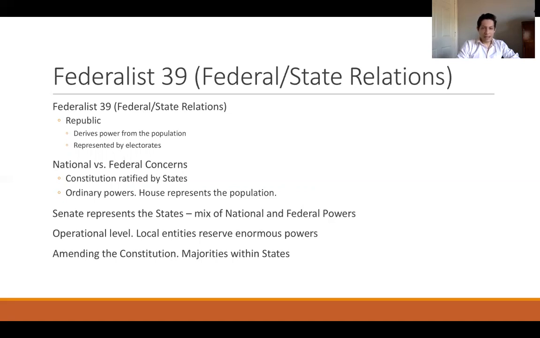And so Federalist 39 argued that under this new constitution, there was this good balance between the federal and the state governments. You couldn't have a weak federal government because the states would end up competing against each other because of varying interests. However, a republic, it argues, derives power from the population and is represented by many electorates. The Constitution itself would be ratified by the states. And at an operational level, there was still quite a bit of power amongst the states. The states could amend the Constitution, and the states could mitigate the power of the national government.